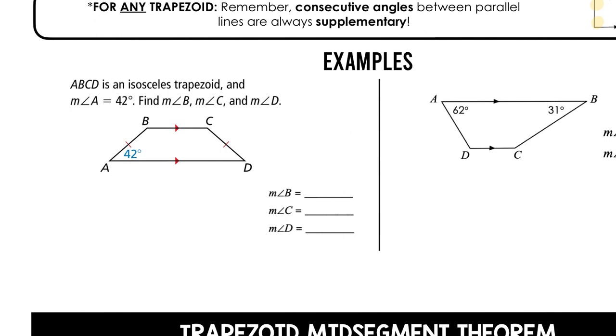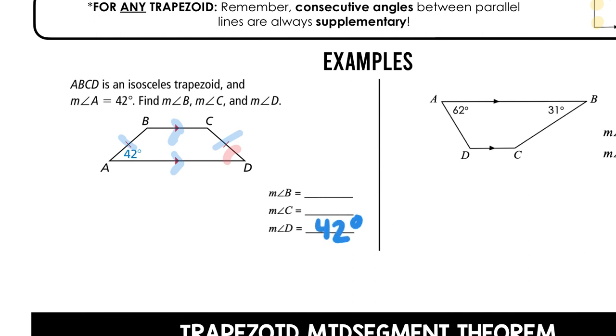So here we have an isosceles trapezoid. I know that because it's a trapezoid, because it has parallel sides, and I know it's isosceles because those are marked. So in an isosceles trapezoid, we have congruent base angles. So angle D must be congruent to angle A. So angle D has to be 42 degrees.